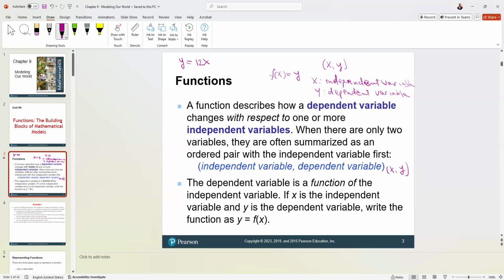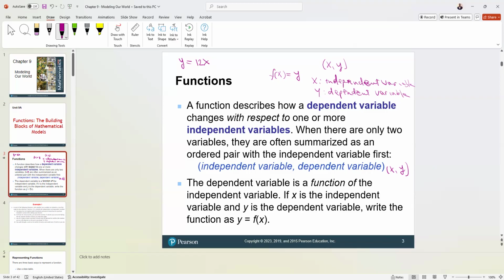For example, temperature can be a dependent variable because it depends on time. So time is the independent variable. If we talk about temperature data for one day, if the time never changed, the temperature would never change.